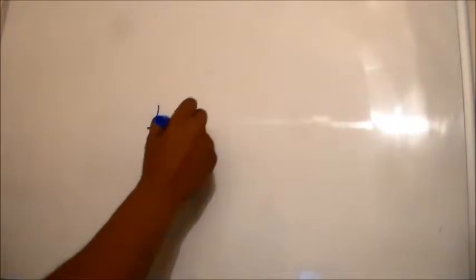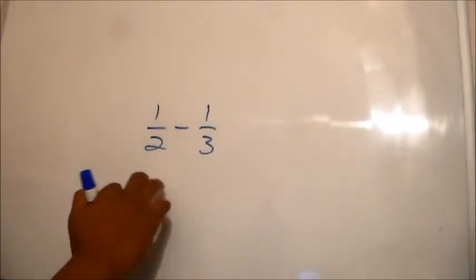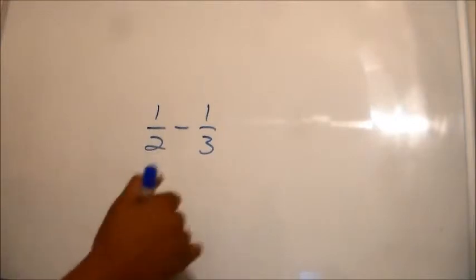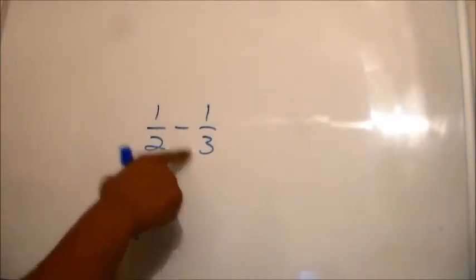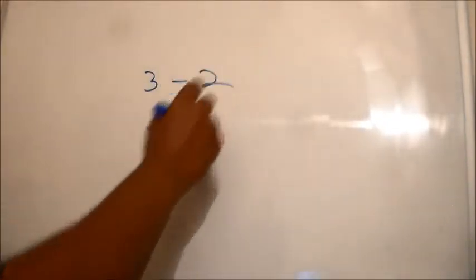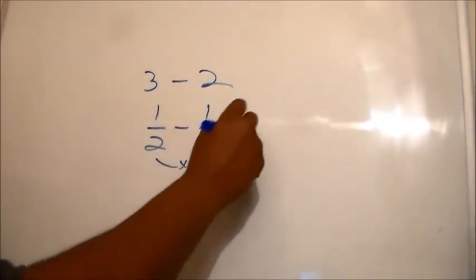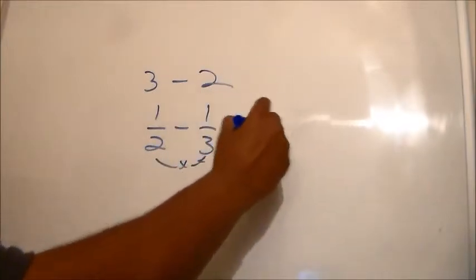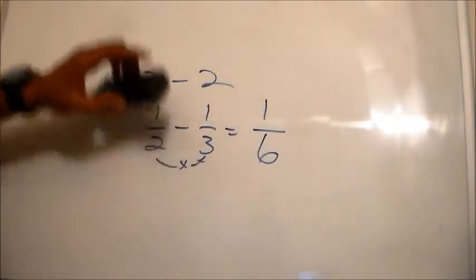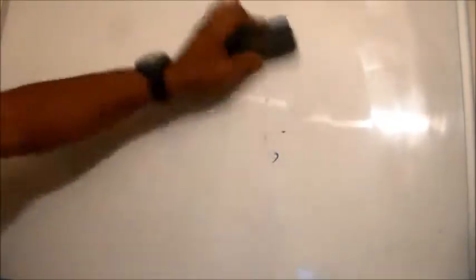One half minus 1/3. It's not an addition problem, so we can't do our little quick and easy method. So 3 times 1 is 3, minus 2 times 1 is 2. Multiply the denominators. 3 minus 2 is 1. 2 times 3 is 6. That is the final answer, and it can't be reduced anymore.